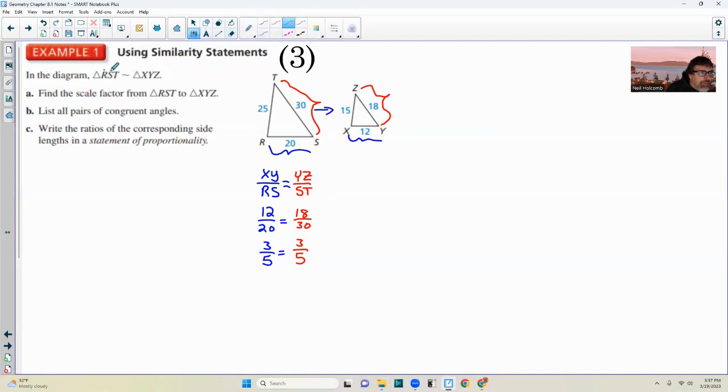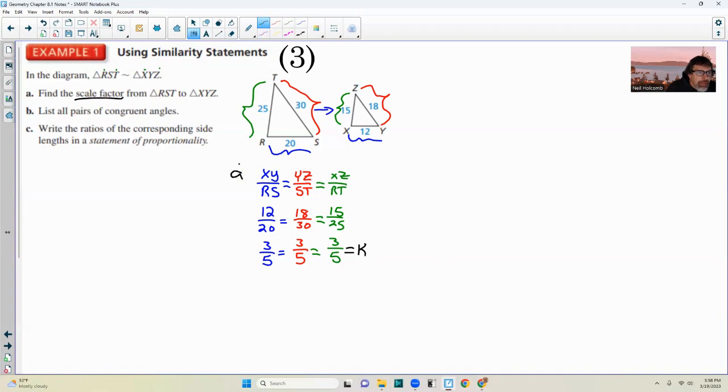Continuing with this, now let me erase these. The first letter and the last letter, RT, is a side. So here's RT right here, and XZ is over here. So you put XZ over RT, which equals 15 over 25, and 5 goes into 15 3 times, and 5 goes into 25 5 times. And we have 3/5, 3/5, 3/5, and they equal our K. So that is K, the scale factor.